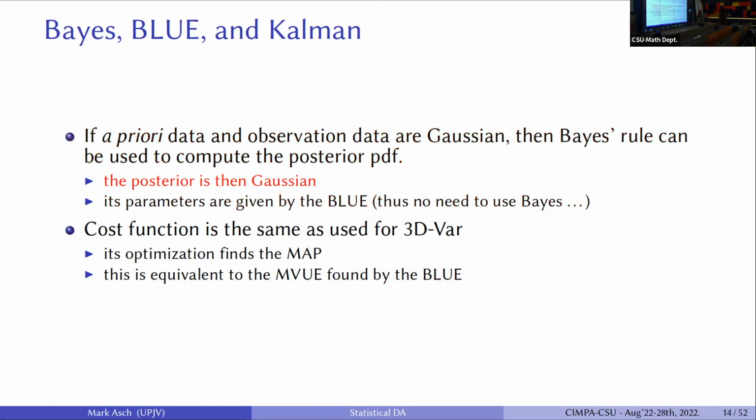Basically, if you have the a priori, the background data, and the observation data, then Bayes' rule can also be used to compute the posterior, which will be Gaussian, and the parameters are given by the blue. You can relate all of this to Bayes' theorem also, and we've noticed that the cost function is exactly the same as the one used for 3D-Var. So that's the consistency between the variational approach and the statistical approach. I won't go into many more details.